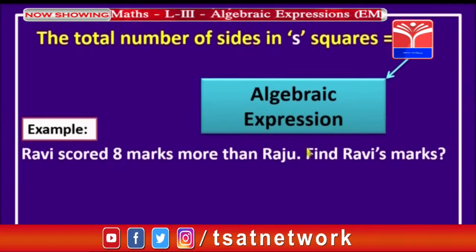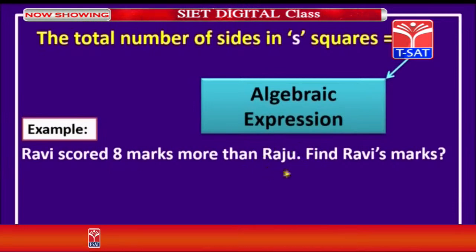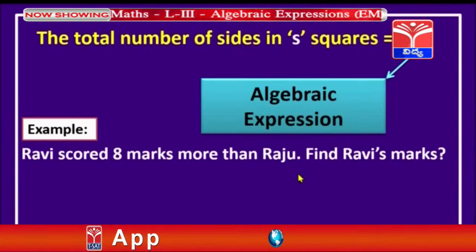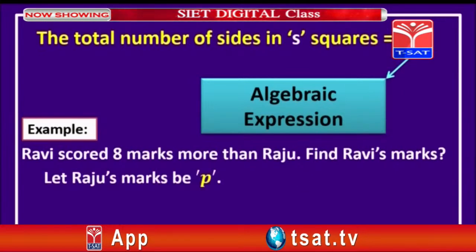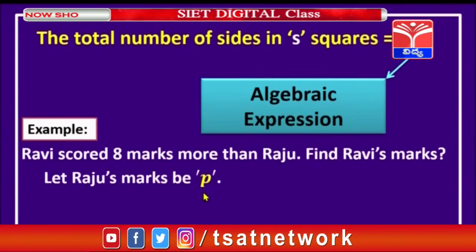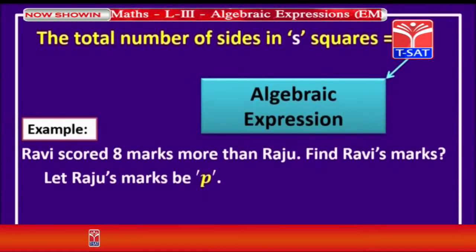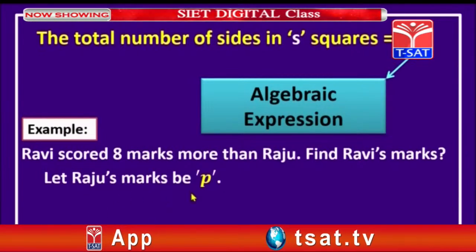So here this quantity is unknown to us. Even though it is a number, we don't know exactly how many marks Raju has got. So we assume that to be some variable. Like I'll assume Raju's marks as P. So I have taken it as P, children. You can use any letter of the English alphabet, it can be A or B or X or Y. So I am taking it as P. So here Raju's marks are P.